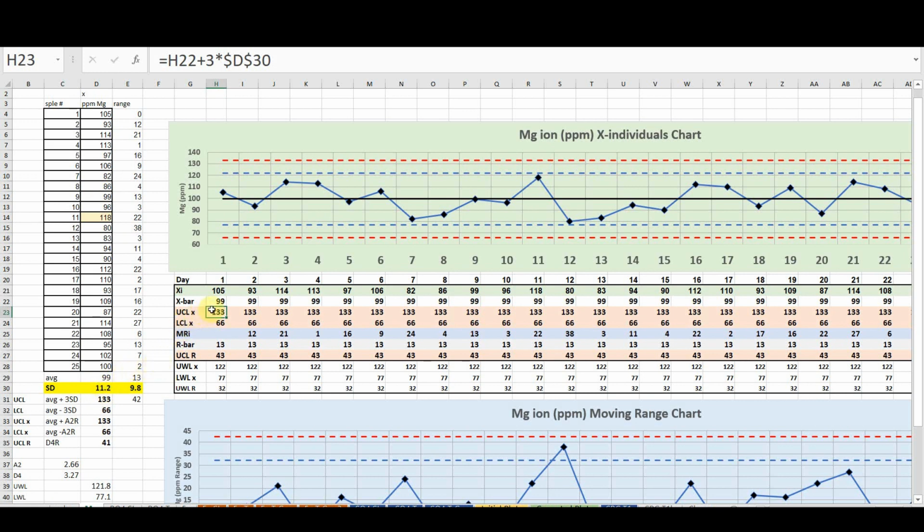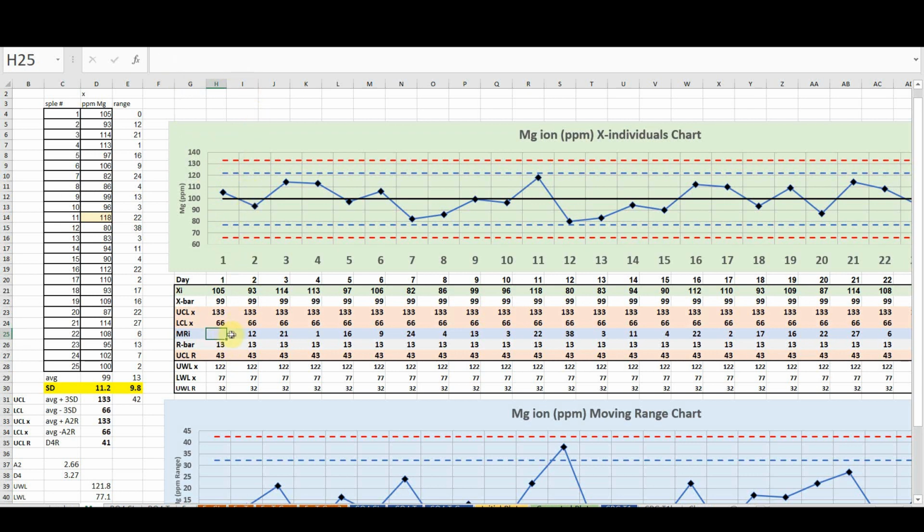So this would be H22, X bar is 99, plus 3 times the standard deviation, which is 11.2, gives us the upper control limit. The lower control limit will be the average minus 3 times the standard deviation.